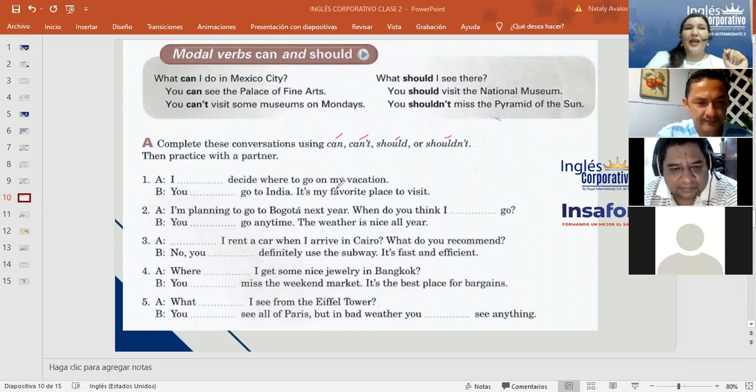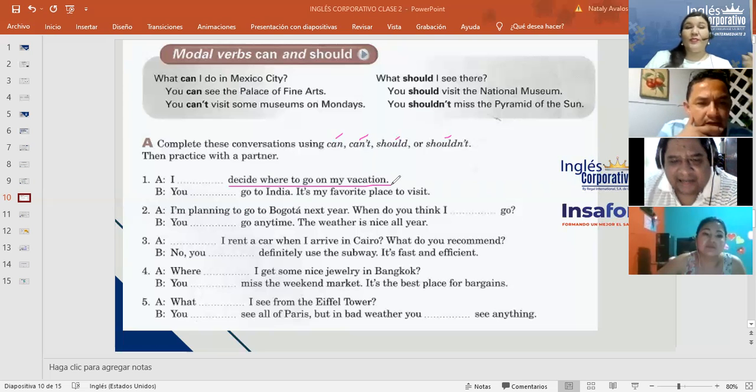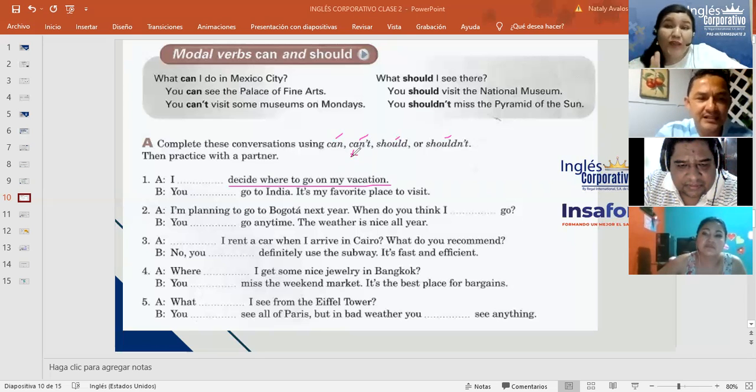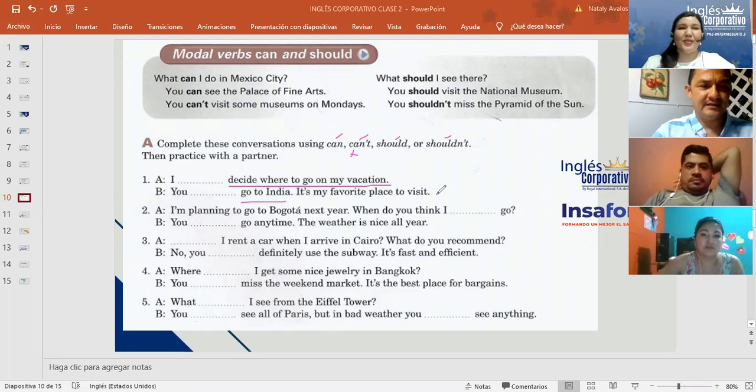Here, I decide where to go on my vacations. Do you think that it's I shouldn't decide or I can't decide where to go on my vacation? I can't decide where to go on my vacations. And if you are going to give an answer, you use a recommendation with should or shouldn't. You should go to India. It's my favorite place to visit.